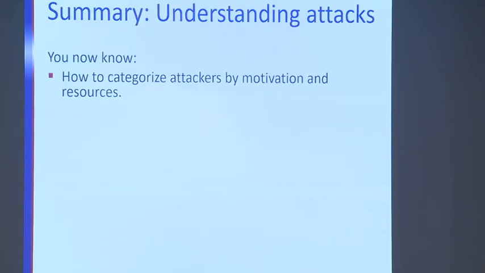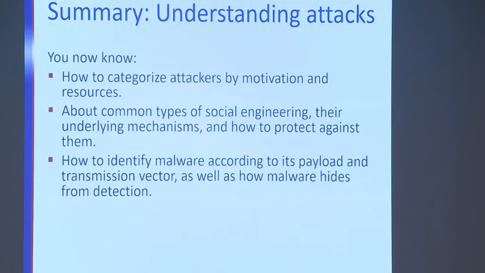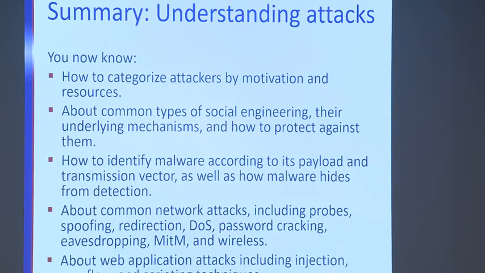So in this chapter, we took a look at a few things. We took a look at how to categorize the attackers by motivation and resources. We looked at some common types of social engineering, their underlying mechanisms, and how to protect against them. We took a look at how to identify malware according to its payload and transmission vector, as well as how malware hides from detection. We also looked at some of the common network attacks, including probes, spoofing, redirection, denial of service, password cracking, eavesdropping, man in the middle, and wireless. And finally, we looked at web applications. We looked at some injection, some overflow, and some scripting techniques.